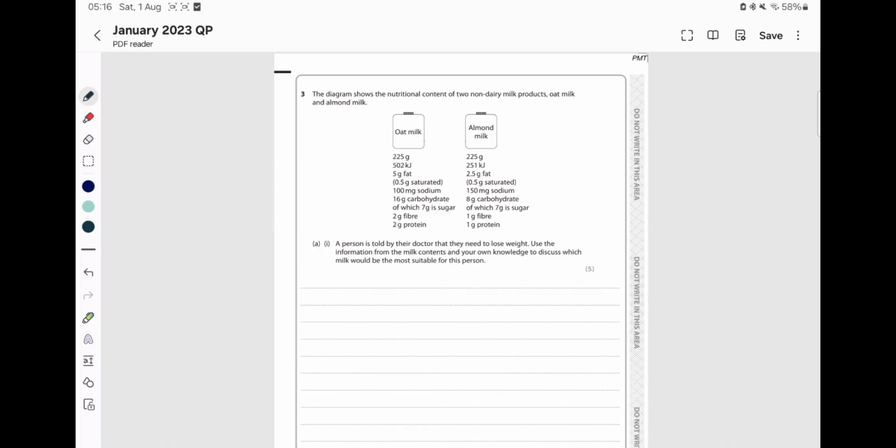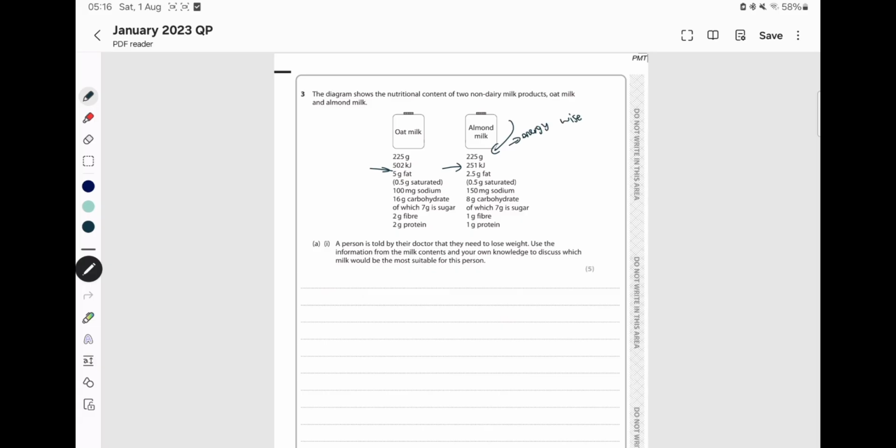So first of all, we are going to look at the energy values for both of them. As we know, the higher the energy, the less the weight loss. So when we're picking the milk, we want to look at which of them provides less energy for the same amount of milk. If we look here, oat milk is 502 kilojoules, and almond milk is 251. So obviously, almond milk is a better option energy-wise.